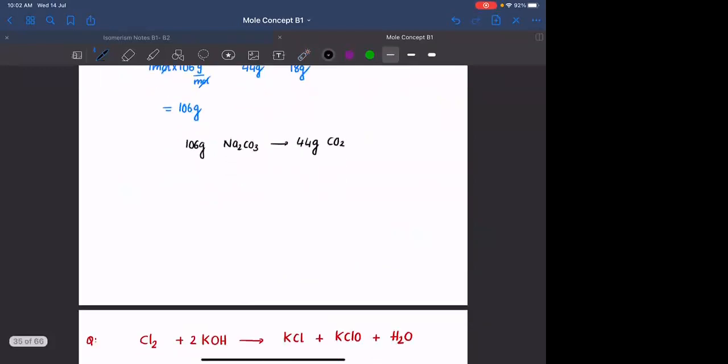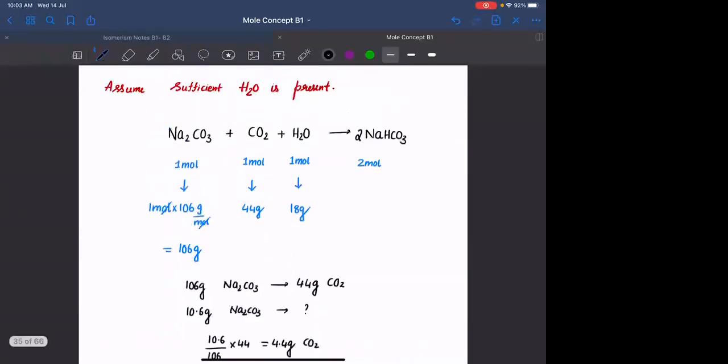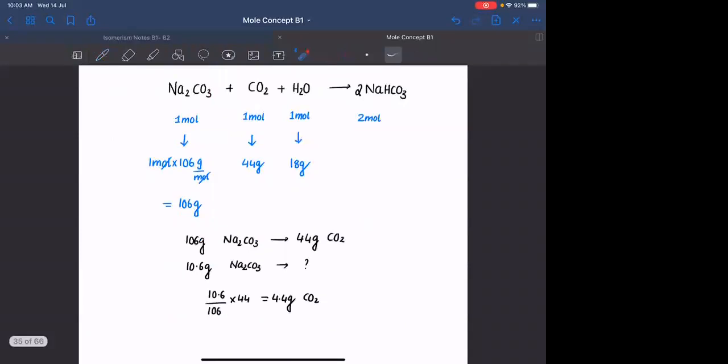Yes. But how much amount do we have? 10.6 grams of Na2CO3 will be requiring how much amount of CO2? 10.6 upon 106 into 44, which is equal to 4.4. We need 4.4 grams of CO2 for this reaction to happen. In order to convert 10.6 grams completely into NaHCO3, I need 4.4 grams.